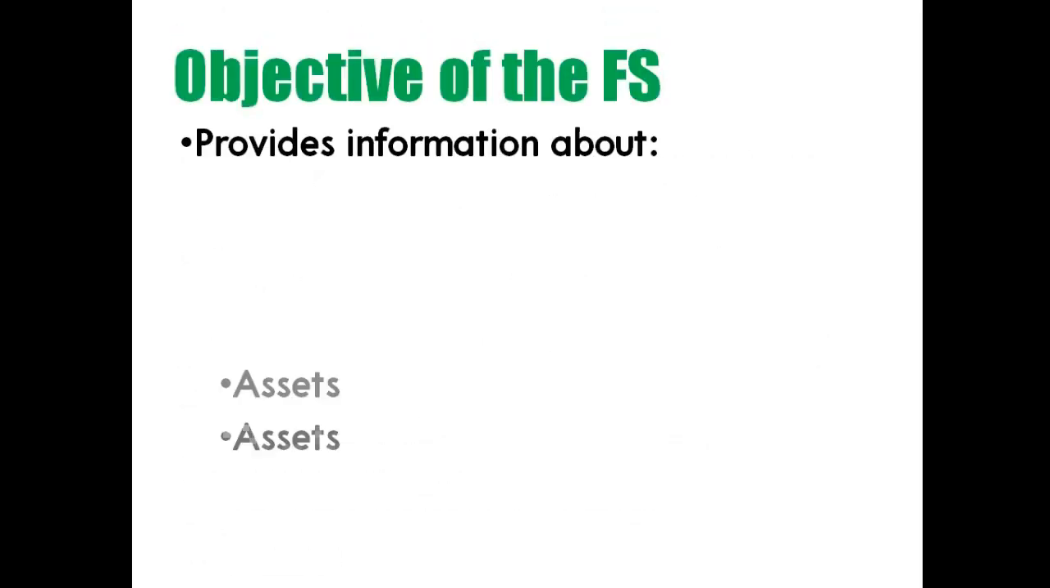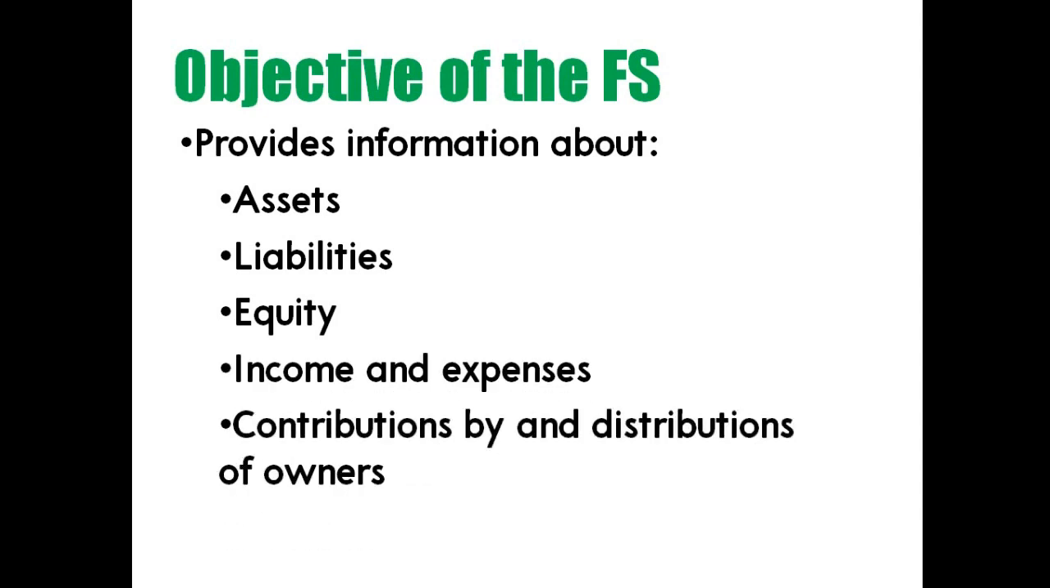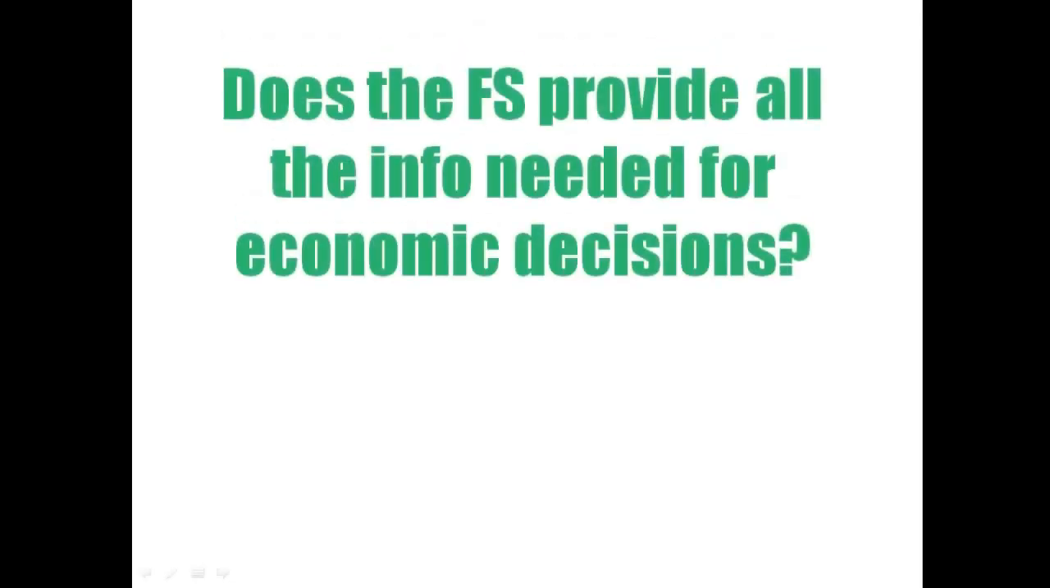Okay? Anyway, so it provides information about the assets, liabilities, equity, income, and expenses, and contributions and distributions of owners. Itong huling part is actually the changes of equity, statement of changes in equity, and cash flows. This is cash flow statement. So this part, financial position, this one is financial performance, this one is statement of changes in equity, and this one is statement of cash flows.